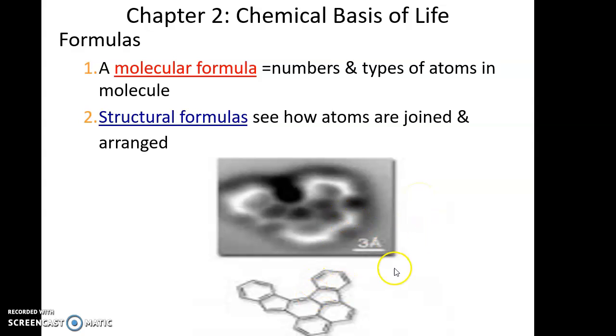This molecule is made up only of carbons and hydrogens, and so each point is a carbon, and we assume the hydrogens are present, and the extra line would be a double bond. And what's cool is they've actually been able to look at this molecule using pretty advanced microscopy, and it actually does look kind of like the structural formula. Pretty amazing there.